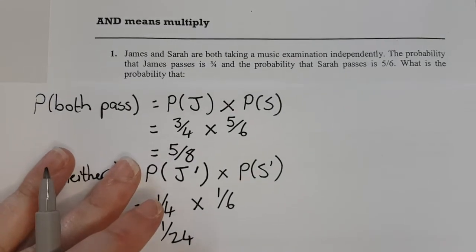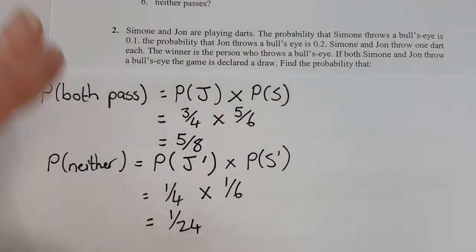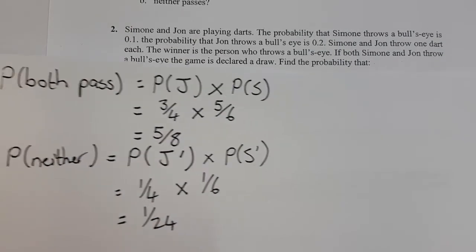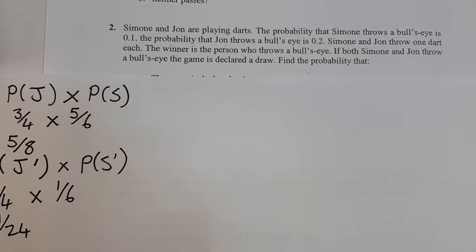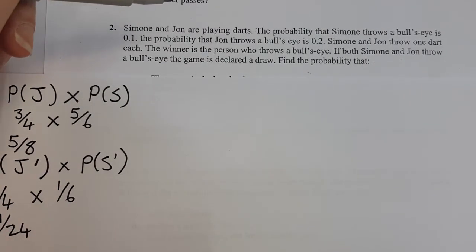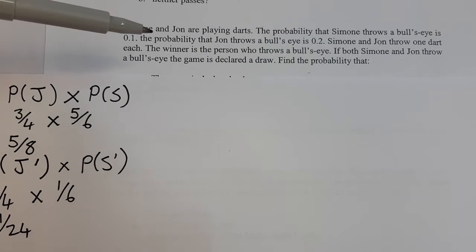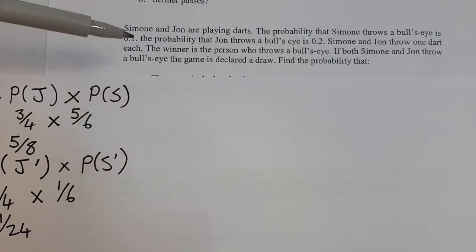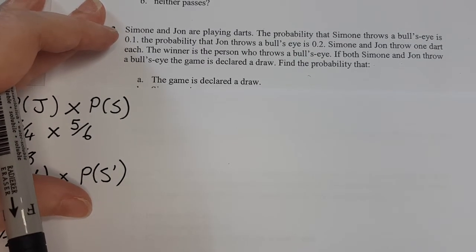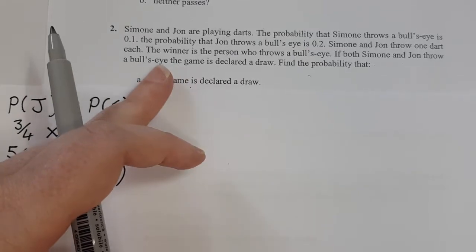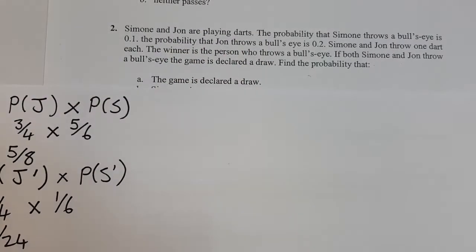Okay, so then if we look at the next question, I have got Simone and John playing darts. The probability that Simone throws a bullseye is 0.1. The probability that John throws a bullseye is 0.2. Simone and John throw one dart each, and the winner is the person who throws the bullseye. If they both throw a bullseye, the game is declared a draw. Now we need to find the probability that the game is declared a draw. So if it's a draw, it means they both threw a bullseye. So that means Simone threw one and John threw one.